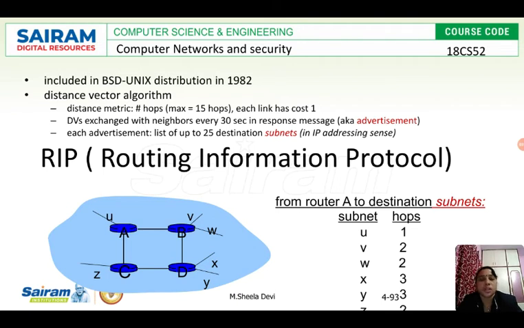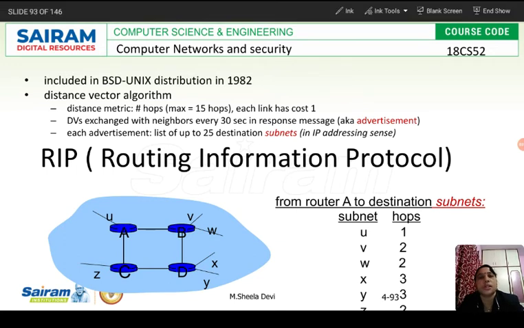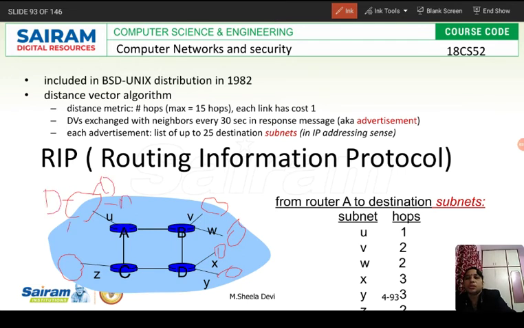This is the example given, from router A to the destination subnetworks. Who are the subnetworks here? U is a subnetwork, V is a subnetwork connected to router B, and W, X and Y are subnetworks connected to D, and Z is the subnetwork connected to C. These subnetworks will have hosts connected to them.